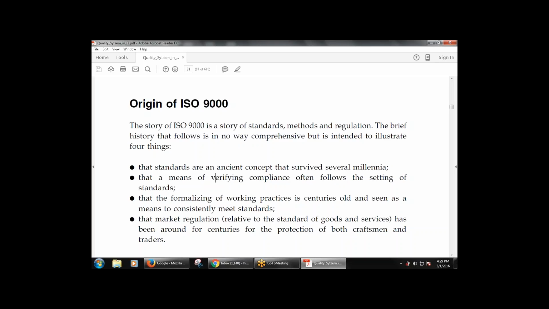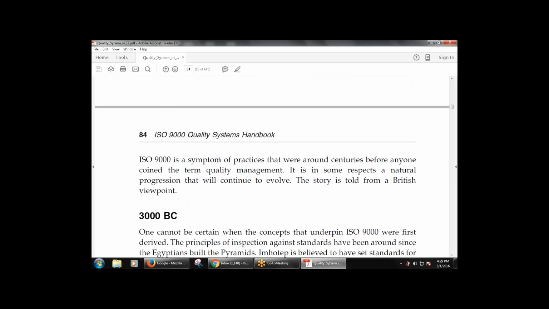So that contains the four things, and it is a synonym or symptom of the practices. So what are the various practices that were followed around the centuries before anyone coined the term quality management? So the quality management concept is a symptom of the practices that were required for centuries before anyone coined the term quality management.